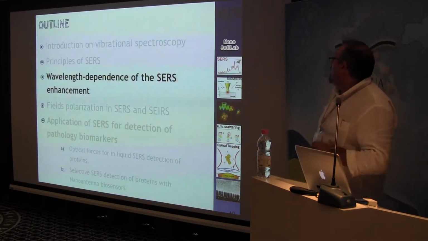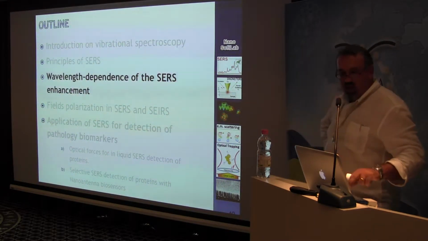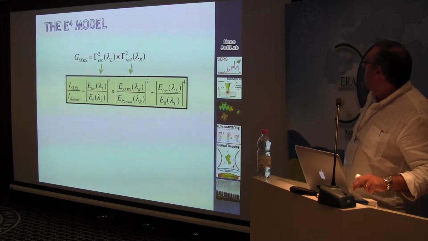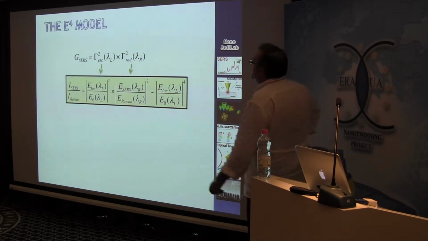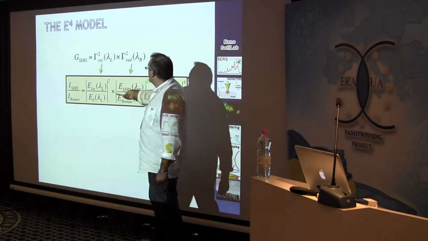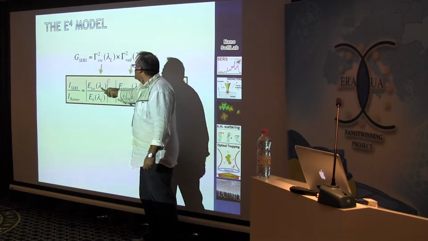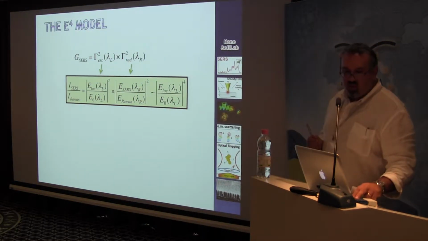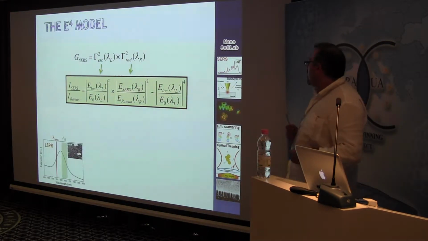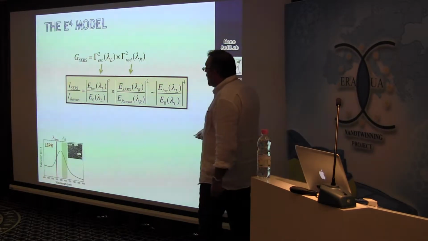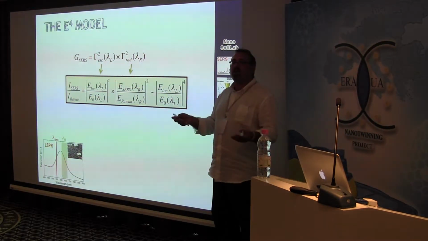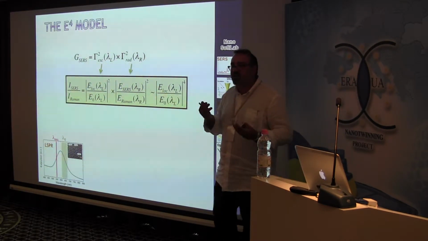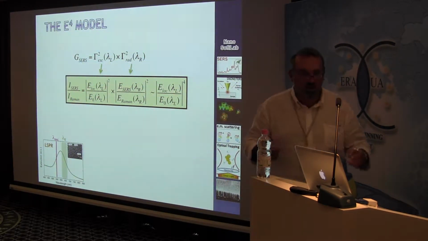Okay, so let's go a little bit in more detail, and let's address the wavelength dependence of SERS enhancement. So we have seen that the Raman gain is given by this formula. These formulas do depend on the lambda. And of course, once we have our resonance curve, once we have our nanoantennas, we want to know which is the best excitation wavelength that provides the best Raman signal, the best SERS signal.